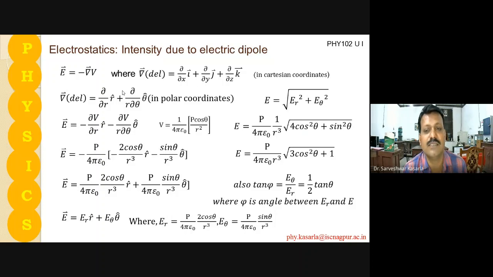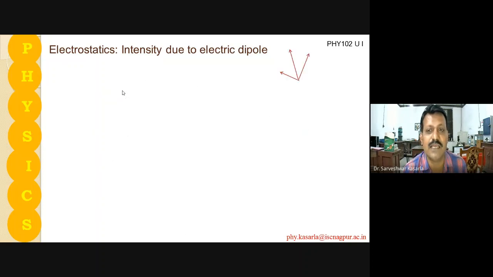So let us see the directions of E, ER and E theta like this. This is the dipole, and this is the point P where the intensity is to be found out. R is the distance, theta is the angle. This is E theta, which is perpendicular to this direction. ER is along this, and E will be along this direction, making an angle phi with the direction of ER.